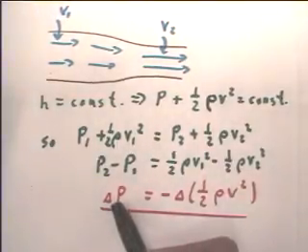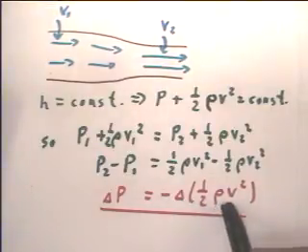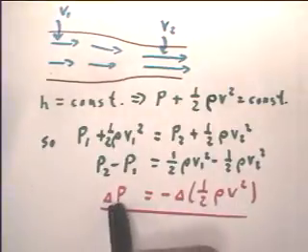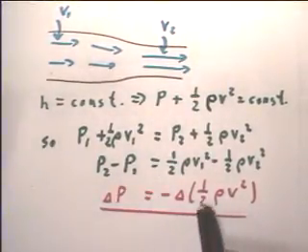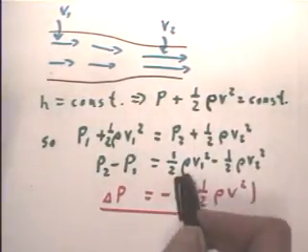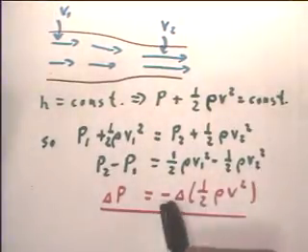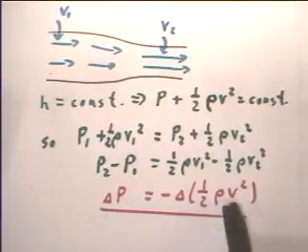The change in pressure is therefore the negative of the change in 1/2 rho v squared. We say the negative of the change because the change in pressure is the second pressure minus the first. The change in 1/2 rho v squared would be the second 1/2 rho v squared minus the first, but what we got here is the first minus the second, which is the negative of the second minus the first. So the change in pressure is this.